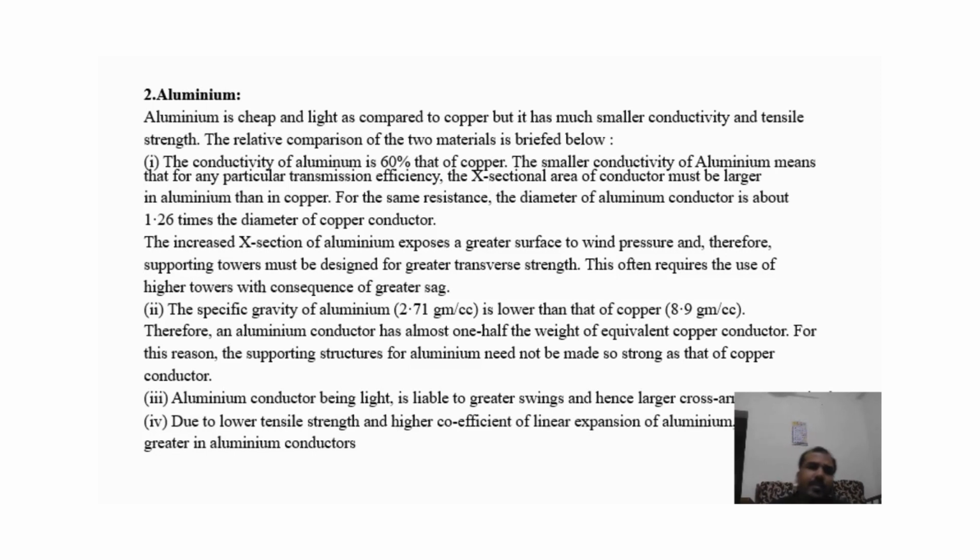Second, in comparative analysis, the specific gravity of aluminum conductor is 2.71, which is lower than copper conductor, that is 8.9 gram per cubic centimeter. By comparing the specific gravity, we can clearly see that aluminum is lighter. As it is lighter, we will require less supporting structure of less strength as compared to copper conductor. And as it is light in weight, it can easily swing around, so we will require larger cross arms. This is about your aluminum conductor.